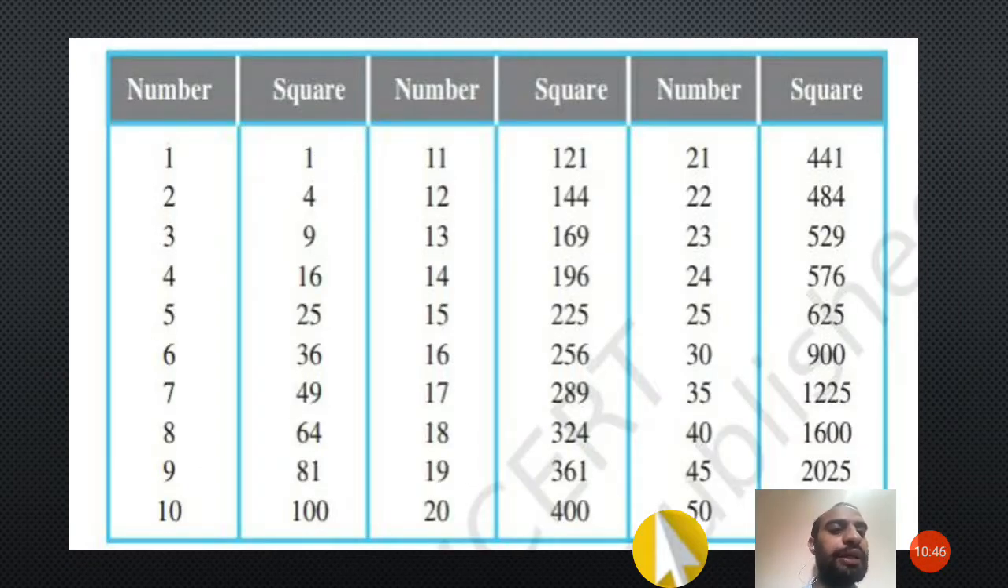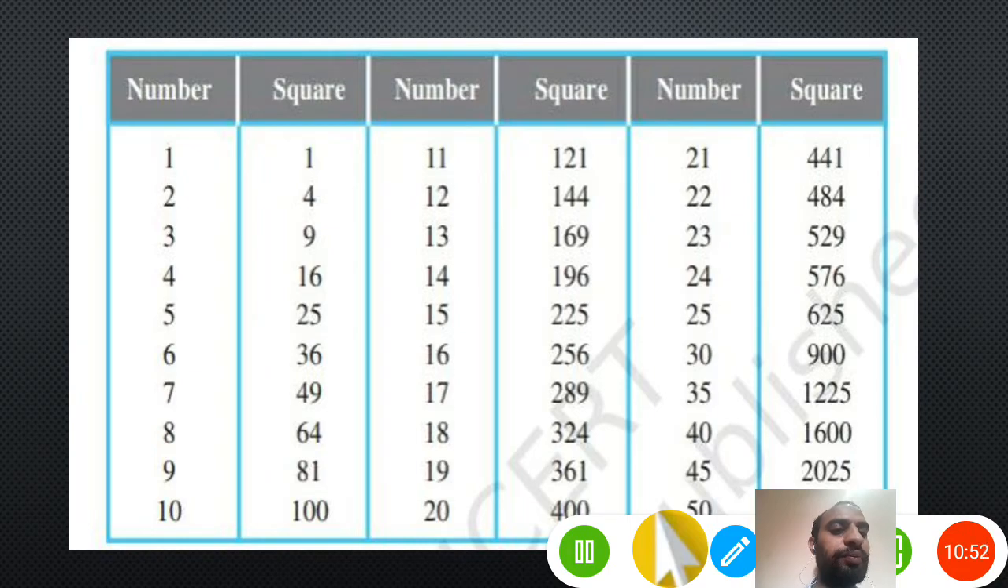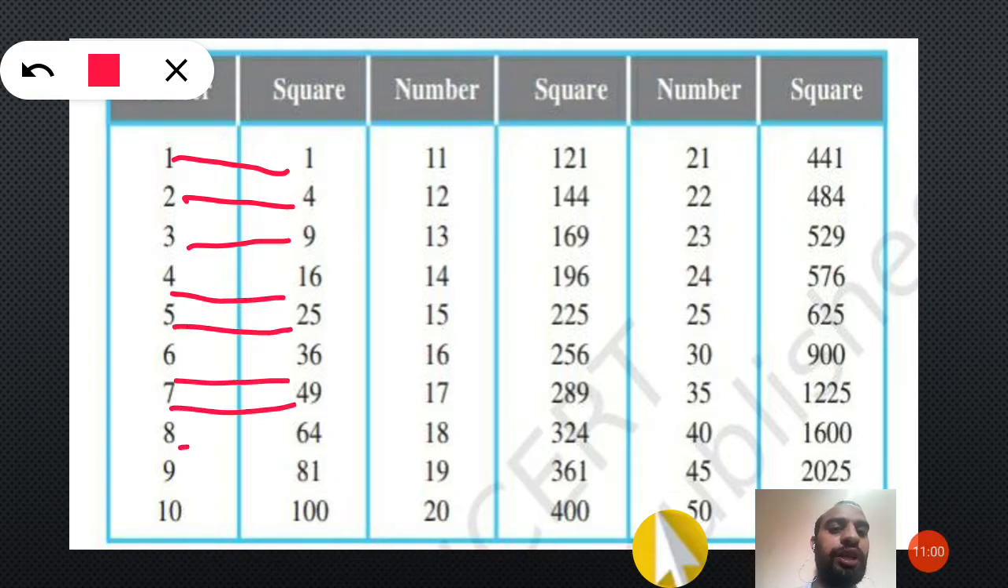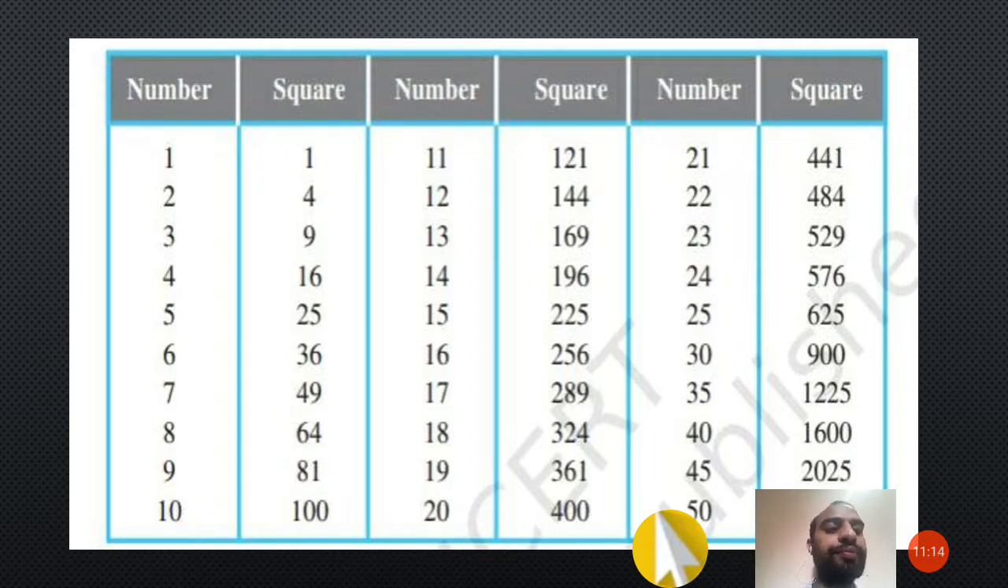This is the table representing numbers and their squares. If 1 is the number, its square is 1. 2 twos are 4, 3 threes are 9, 4 fours are 16, 5 fives are 25, 6 sixes are 36, 7 sevens are 49, 8 eights are 64, 9 nines are 81, 10 tens are 100. These are the numbers you get after multiplying. You can note down this table. This is an important table to understand this topic.